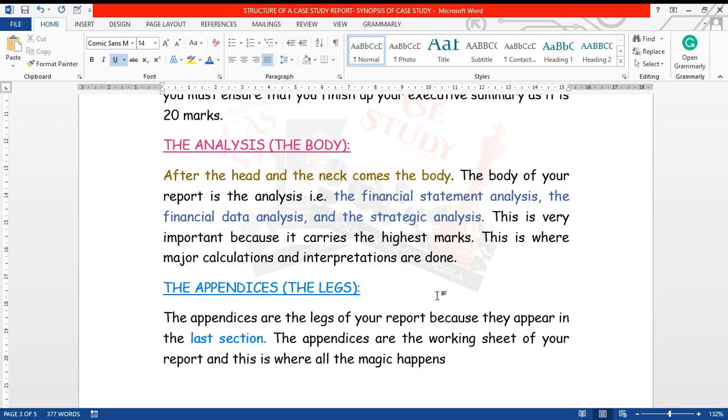Will you now be putting net present value calculations in your reports? Obviously not. It's going to look messy, it's not going to look good. So you go to your appendices. That is your working sheet, your calculation, and it's the leg because it's in the last section of your report.